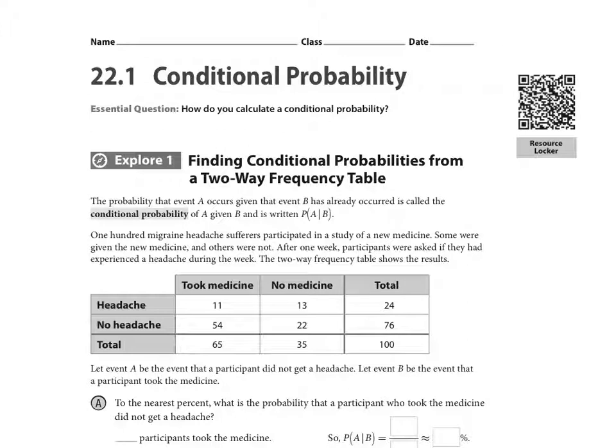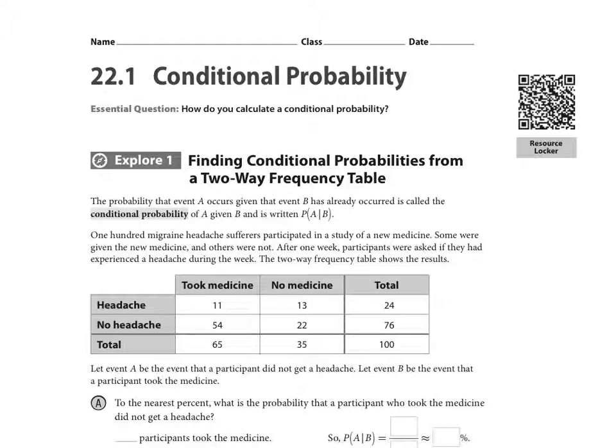We're going to be talking about conditional probability, as you can see in the title of our section here. I'm on page 1137, and our essential question here is: how do we calculate conditional probability? We're going to be doing that for the most part by looking at the idea of a two-way frequency table, which we introduced in the last module.